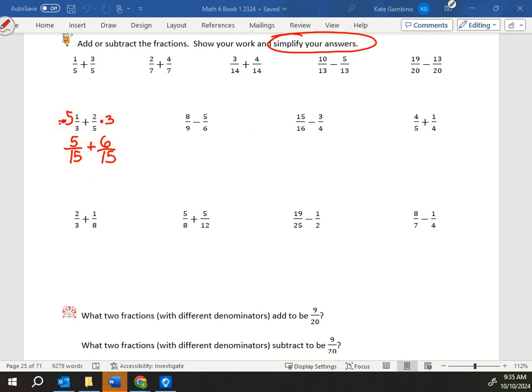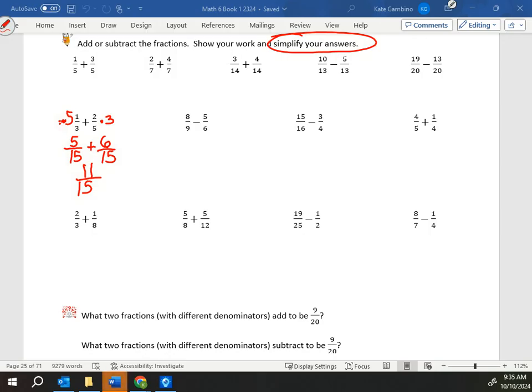Now my denominator is the same, right? So that denominator stays the same. So I'm just going to put that denominator in as 15 right away, so I remember not to add them together. Now I have to add my numerators. What is 5 plus 6, Sophie? 11. So I get 11/15 for my answer.